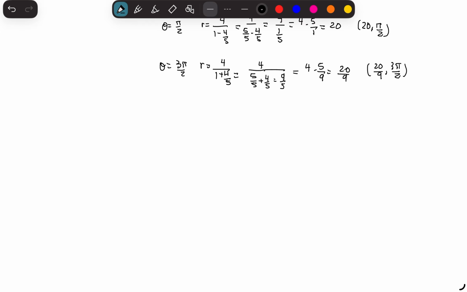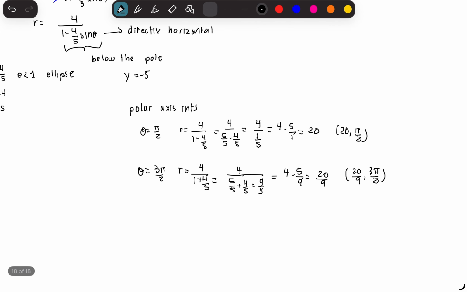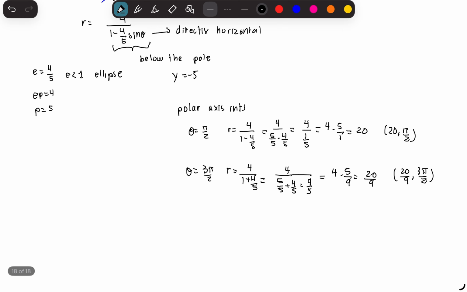Now, how would you graph this? You would graph with your plotted point of focus at the origin. Then you would draw your directrix at y is equal to -5. Then you would plot the intercepts, and then you would sketch that vertical ellipse. It would be a vertical ellipse because you have a sine theta, not a cosine theta.